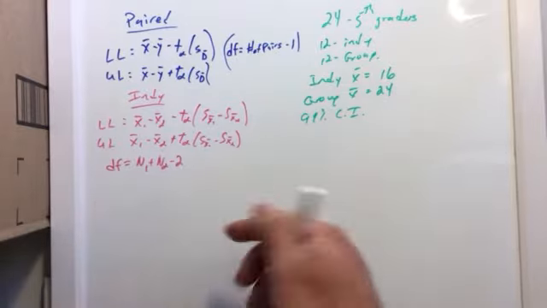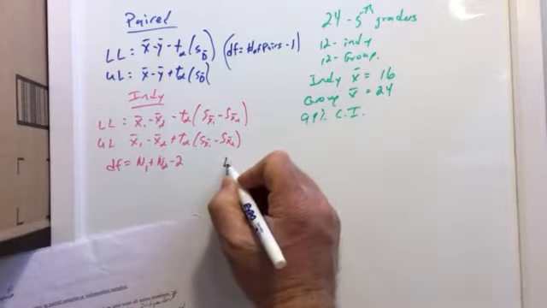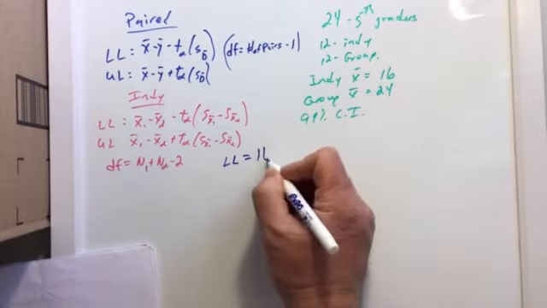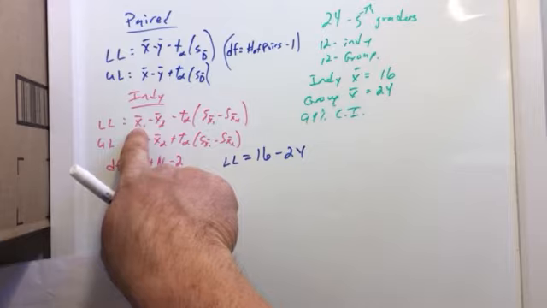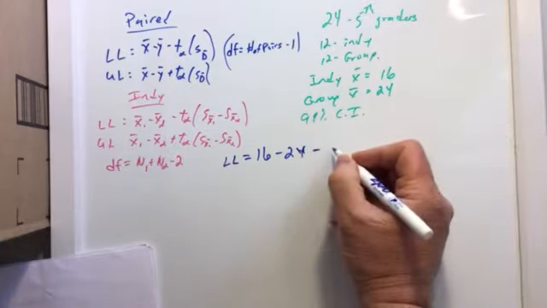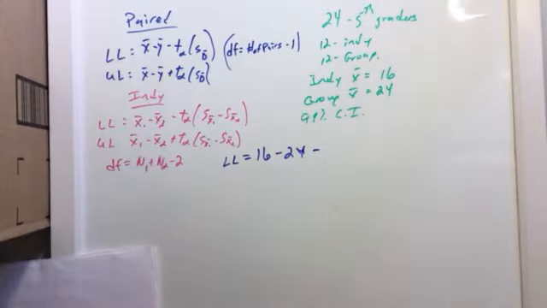So let's go on doing this. Let's look at this very first one. The lower limit equals 16 minus 24. Where am I getting that? We've got the x bar of group 1 versus the x bar of group 2, so that's where we got these two from. Subtract my t value. Oh crap, where do I get this t value?